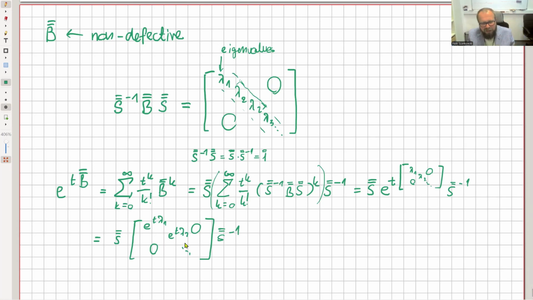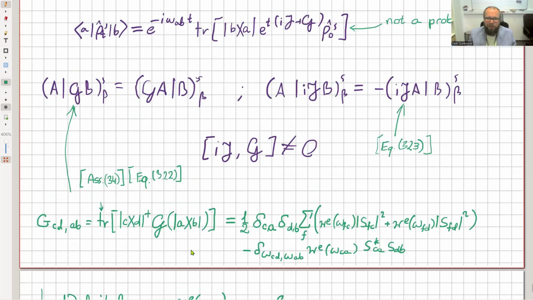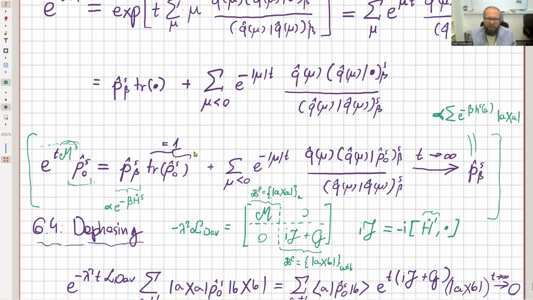And this is nothing else than what I'm doing here. The formula I just wrote corresponds essentially to this decomposition we did here, okay?